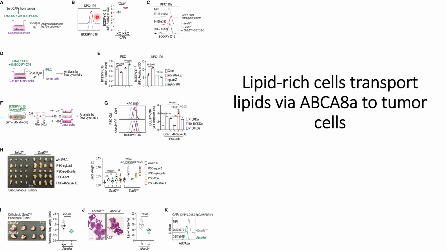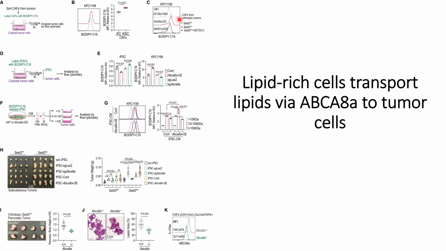When they compared cancer-associated fibroblasts from KC-derived tumors and KSC-derived tumors, they found that in the KSC-derived tumors the increase in the BODIPY C16 signal is high. This indicates that lipid transport occurs more in the KSC-derived cancer-associated fibroblasts compared to the KC-derived cancer-associated fibroblasts.